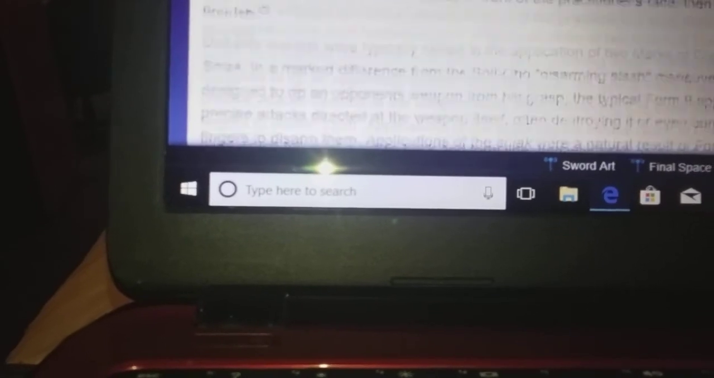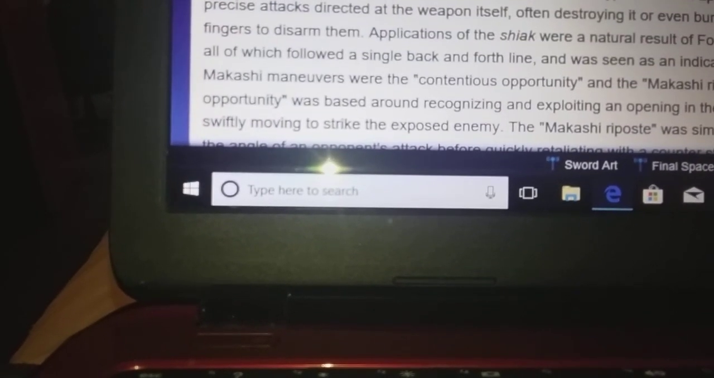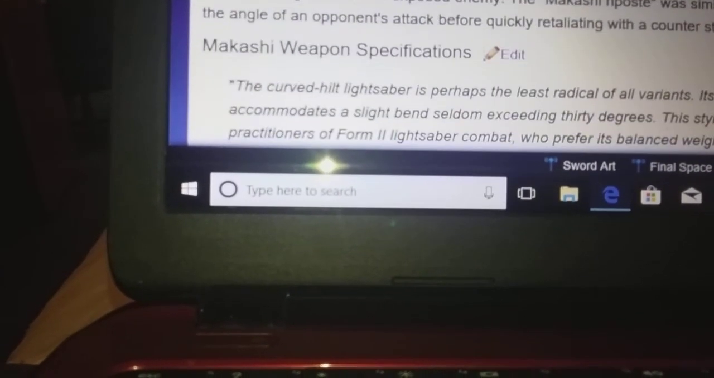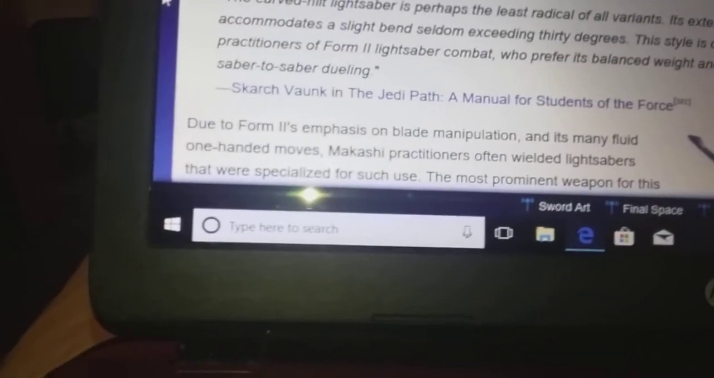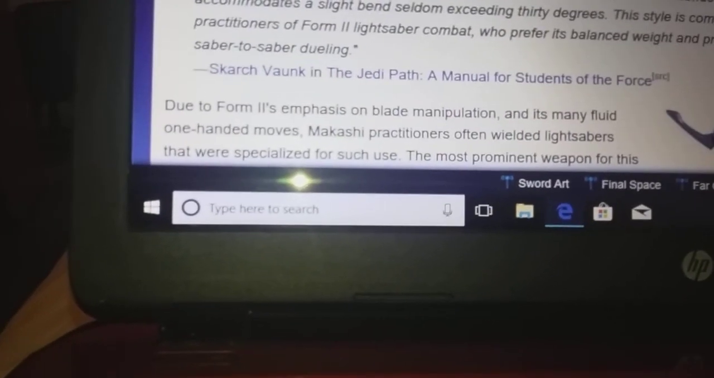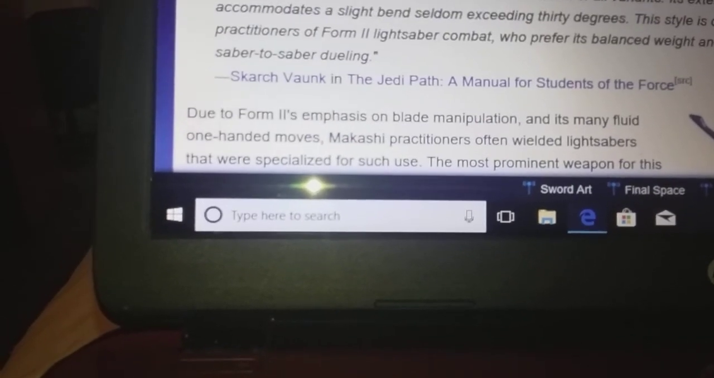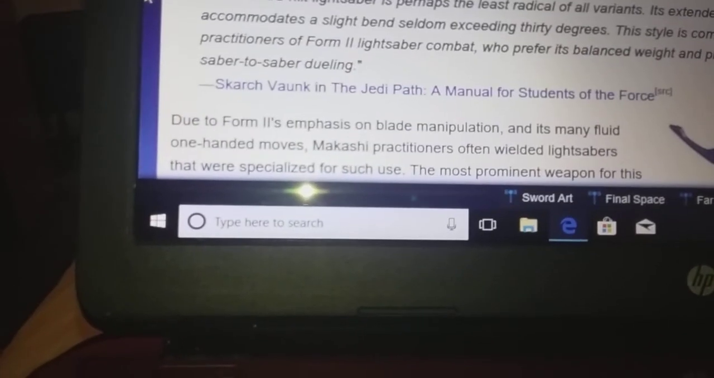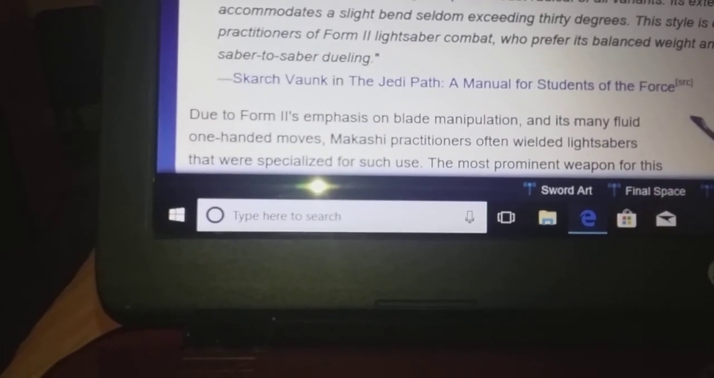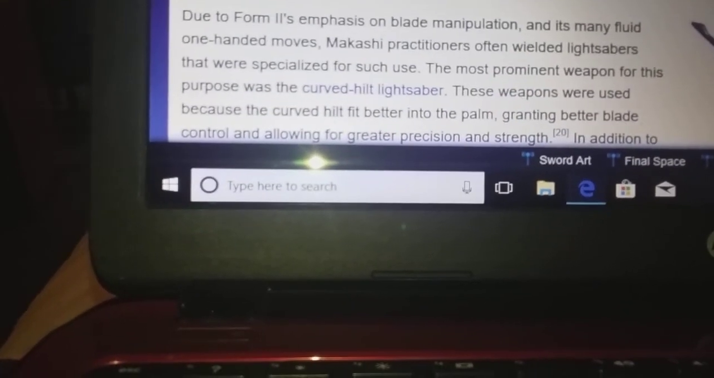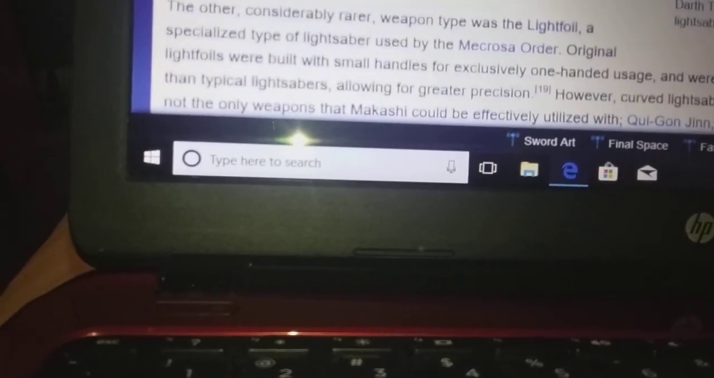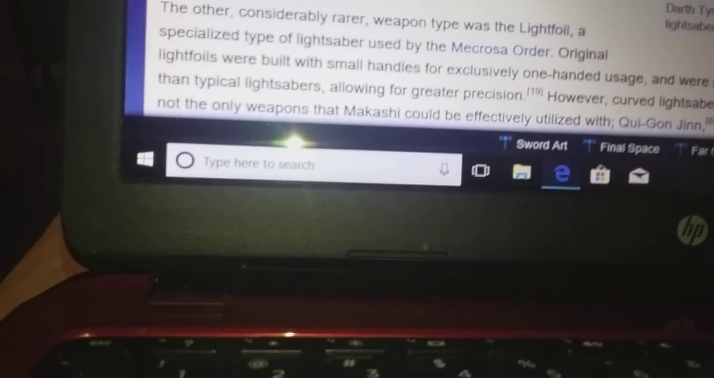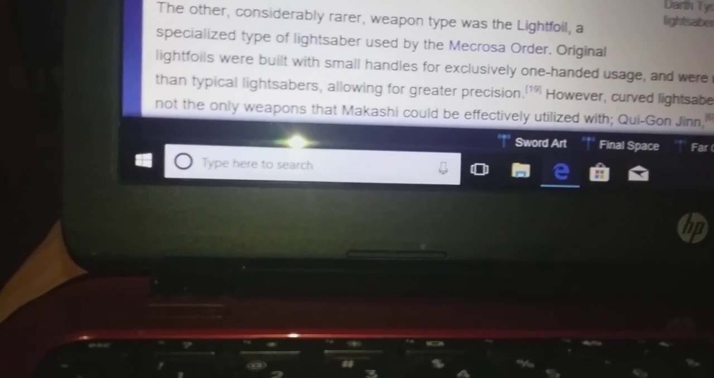Oh yeah, now they're talking about the marks of contact. I forgot to get to that. Anyways, there are weapon specifications. Oh yeah, I have that book. So apparently, yes, the curved hilt lightsaber is common among practitioners of Form 2. To that I say, wait, there's other curved hilt lightsabers? Sweet! A light foil? Huh. I thought I knew everything about crazy lightsabers.